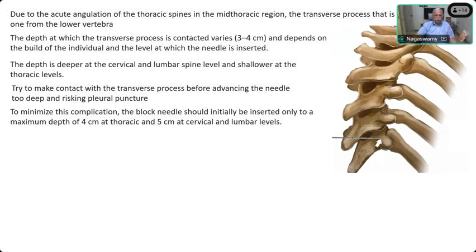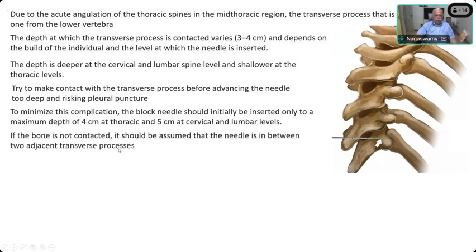And to minimize the complication, the block needle should be initially inserted only to a maximum depth of 4 centimeters at thoracic level and 5 centimeters at cervical and lumbar levels. And if the bone is not contacted, you are not in the correct space. You are between the two adjacent transverse processes in the soft tissue.